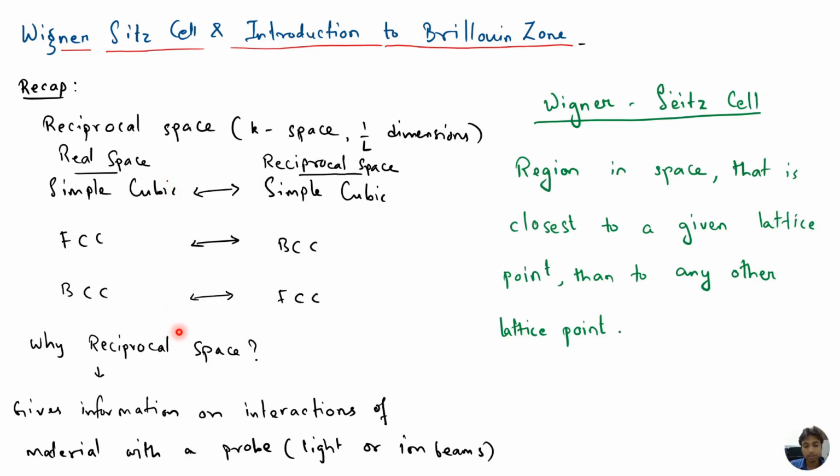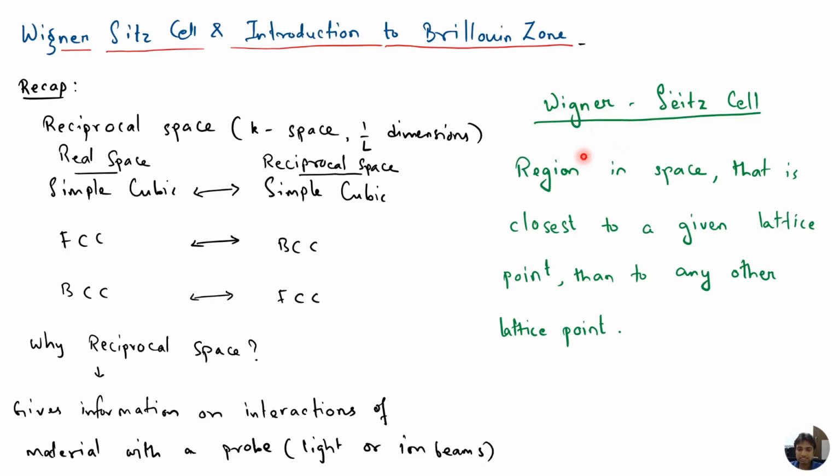But why do we go and make our life so complicated by taking this reciprocal space? What is the point of going to the reciprocal space? It is because the reciprocal space gives the information about the interactions of a material with a particular probe. That probe can be light, or some ion beam, or for example a neutron beam, anything it can be. And today we will talk about something called the Wigner-Seitz cell.